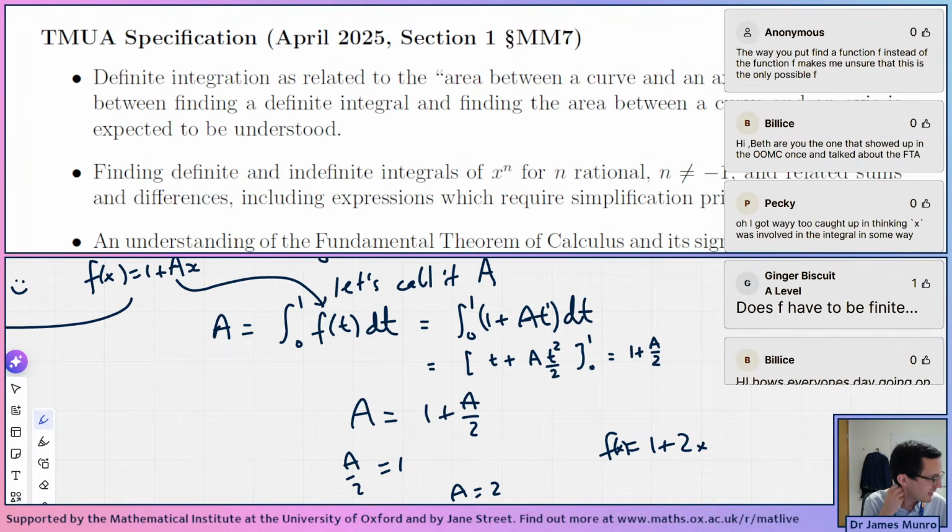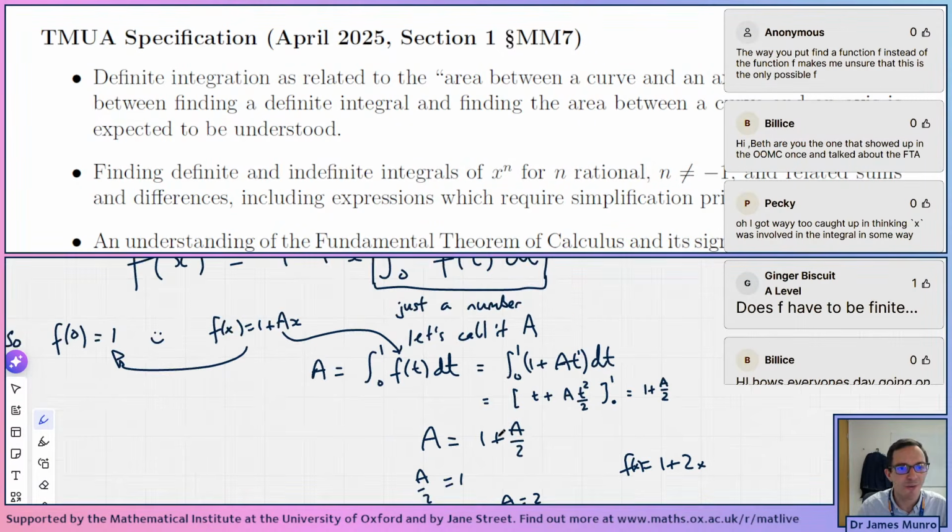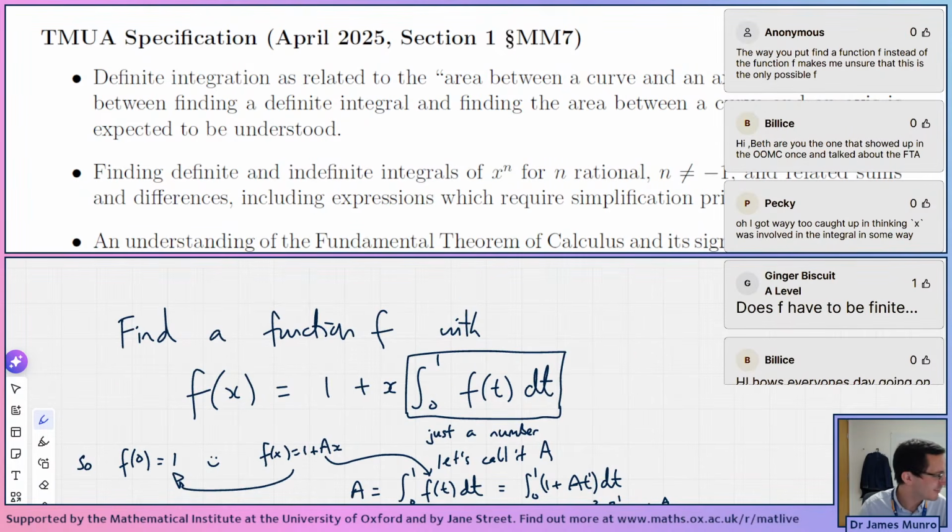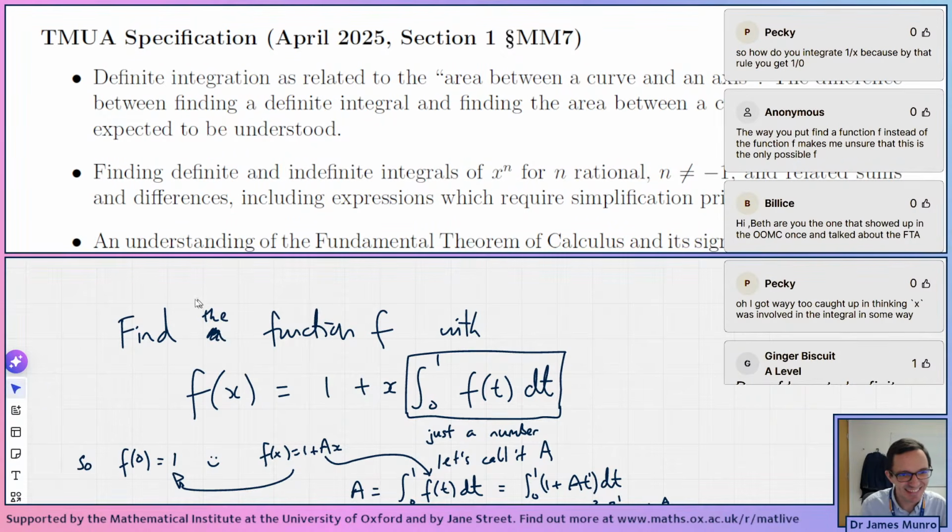You find a function instead of the function. Oh, that is a bit cheeky of me, isn't it? Sorry. Yeah. Turns out there's only one. It's a unique solution. I've been doing that all week with the summer school that I've been on.